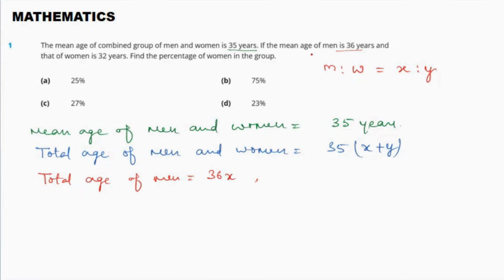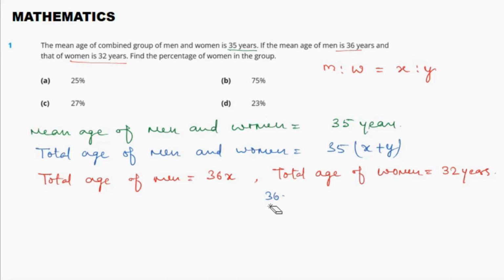On the other hand, the mean age of the women is 32 years, which means the total age of the women is 32y. Now we need to figure out the percentage of men and women. The total age of men and women is 35 times (x plus y), the total age of men is 36x, and the total age of women is 32y. So if we add 36x and 32y together, we should get the total age of men and women, correct? And that is equal to 35 times (x plus y).